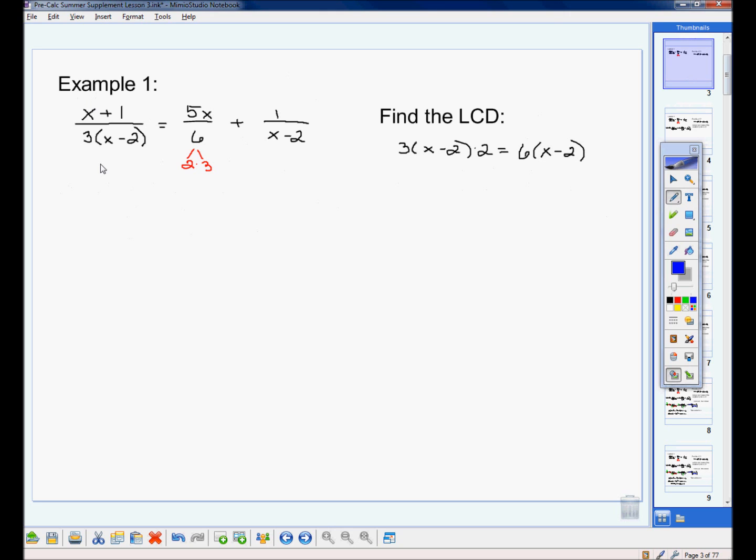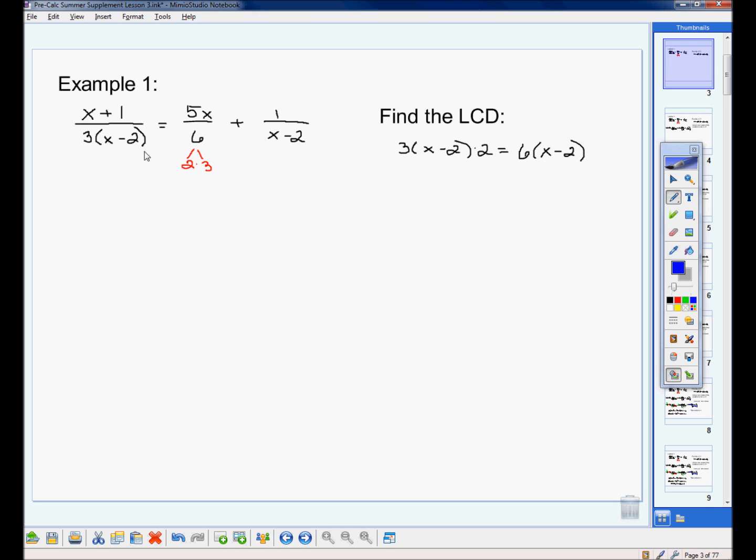Here's our first example. And we have an equation here, which means you're going to solve for x. I did actually start the work on here. Finding the least common denominator will end up being part of it. But our original problem is (x plus 1) over 3 times (x minus 2) equals 5x over 6 plus 1 over (x minus 2). So the first thing that you need to do is find the least common denominator, and you've had lots of practice in that in the last section.